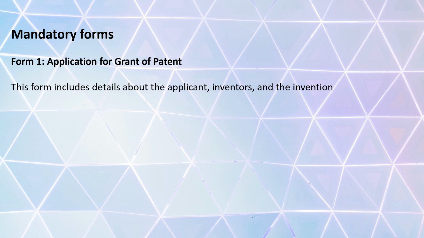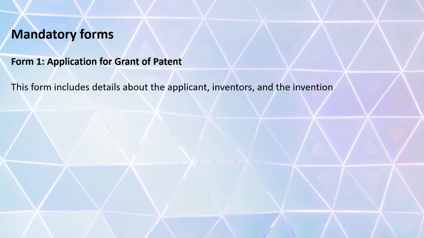So the first form is Form 1, which is known as Application for Grant of Patent. Now this form includes details like the title of the invention and the details of the applicant. So if in case there are more than one applicant, then the details of all the applicants, what are their names. Now the applicant can be an individual, maybe a startup, or even a large company like an MNC, or even an educational institution. So it will cover the names of the applicant and the address details of the applicant.